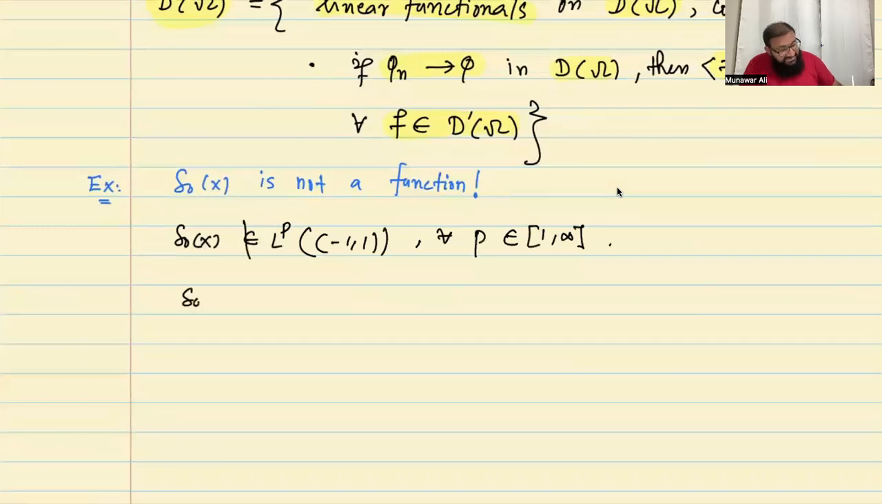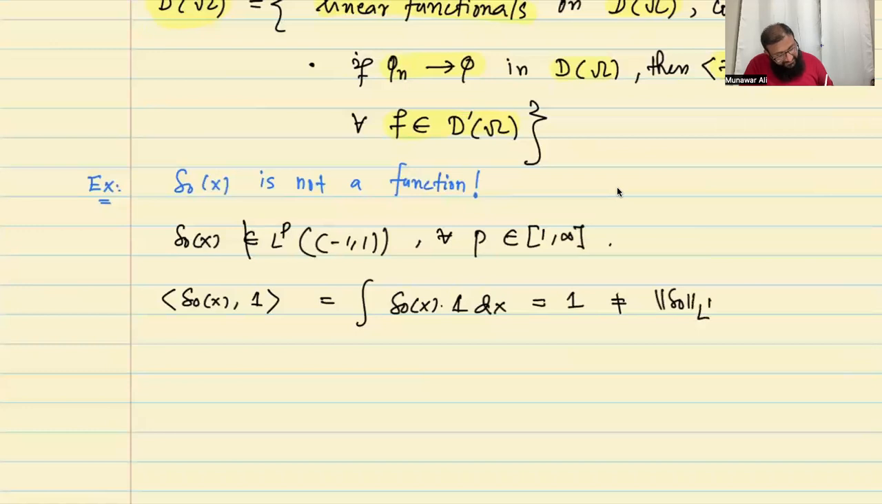And what is delta naught? Because when you operate delta naught on 1, this gives you delta naught operated on 1 dx, and you know very well this will give me the result 1, but this is simply not equal to the L1 norm of delta naught. You can integrate delta naught in some sort of engineering sense, but not in mathematics. Then you can say, okay, the L1 norm of delta naught is 1. But mathematically, we don't make any sense of integrating a Dirac delta function, which is delta naught.